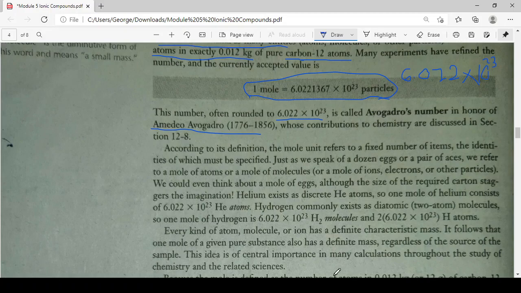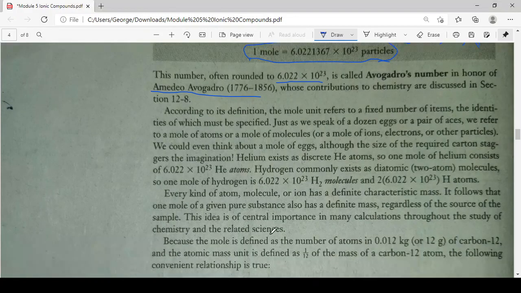Just as we speak of a dozen eggs or a pair of aces, we refer to a mole of atoms or a mole of molecules. According to its definition, the mole unit refers to a fixed number of items, the identities of which must be specified. Again, as we speak of a dozen eggs or a pair of eggs, we refer to a mole of atoms, a mole of molecules, a mole of ions, electrons, or other particles. We could even think of a mole of eggs, although the size of the required carton staggers the imagination.